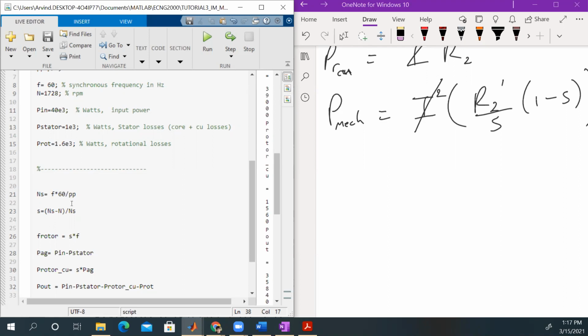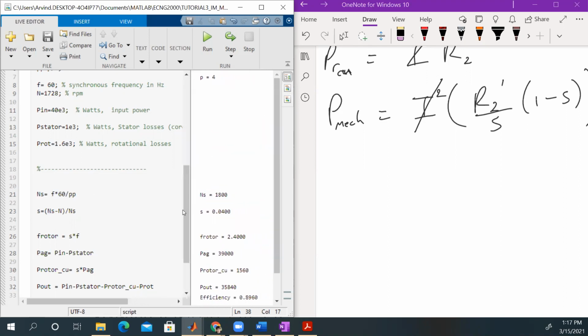So we find the synchronous frequency, the synchronous rate of rotation, f multiplied by 60 over the pole pairs, and then we can quite easily calculate our slip by (ns minus n) over ns. Good. Rotor frequency is simply the slip multiplied by the frequency, right? So once we work out s, we just multiply it by 60 and we get 2.4 hertz.